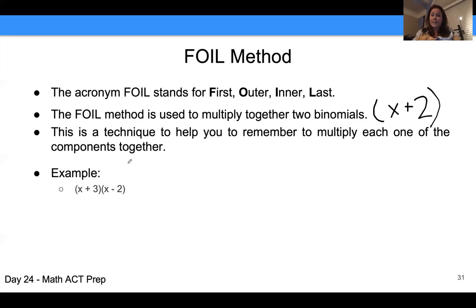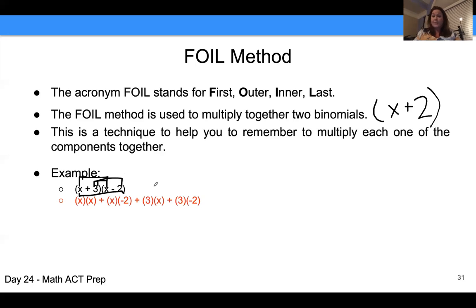So here's an example. Again, two terms, binomial, two terms, binomial. So we want to multiply these together. So the first thing we do is we multiply the first numbers, x times x. Then we do the outside, x times -2. Then we do inside, 3 times x, and then the last, +3 times -2.